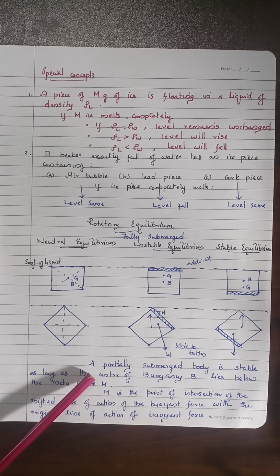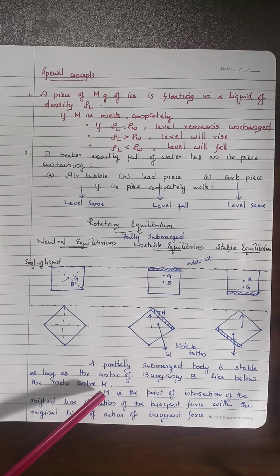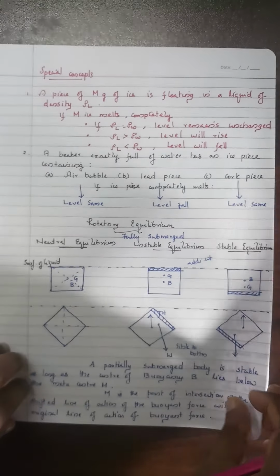But a partially submerged body is stable as long as the center of buoyancy lies below the metacenter. And keep in mind the M is the point of intersection of the shifted line of action of the buoyant force with the original line of action of buoyant force. So that is a very important concept.